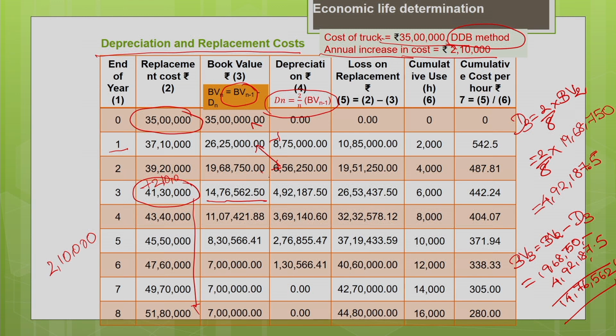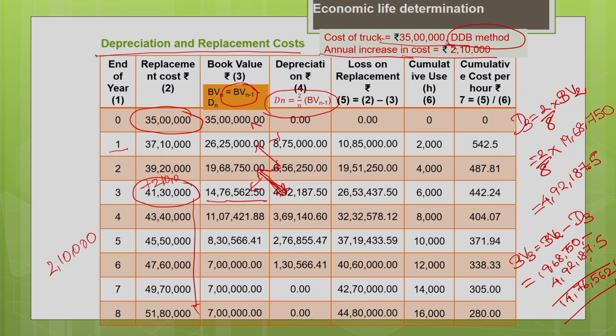So, to estimate the book value of the third year, you have to subtract the depreciation for the third year from the book value at the end of the second year. If you subtract these two, you will get 14,76,562.5. This is how you are going to estimate the book value and the depreciation for the 8 years. The remaining calculations you can do.